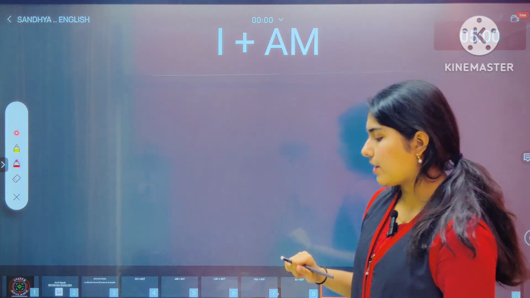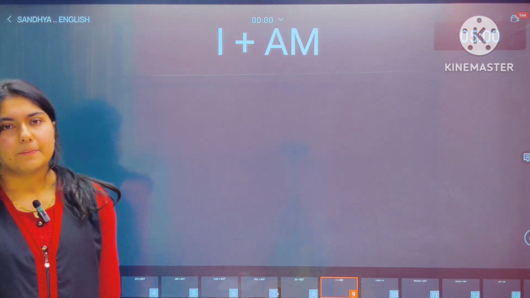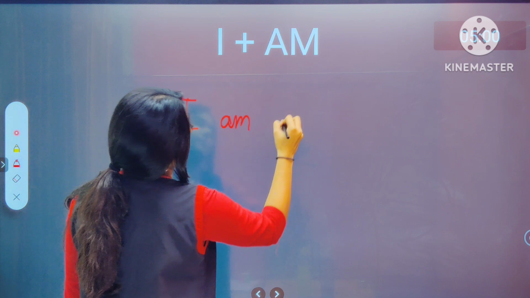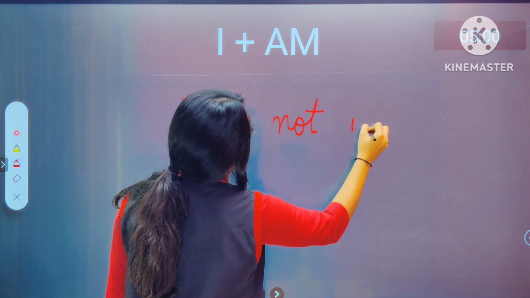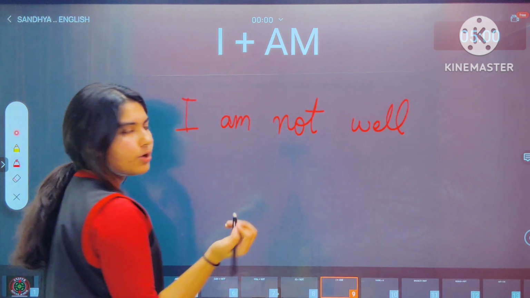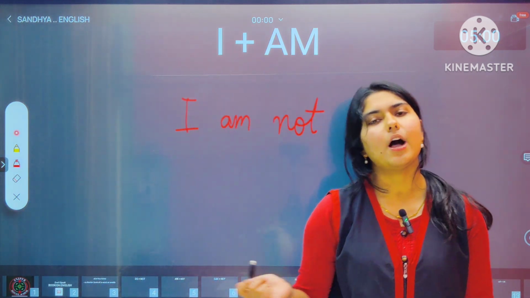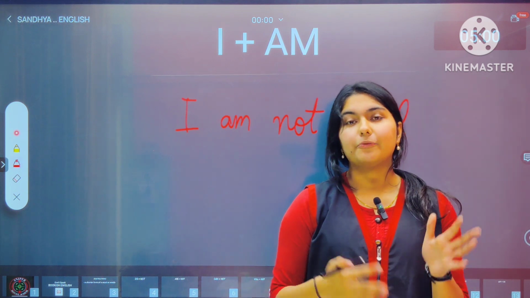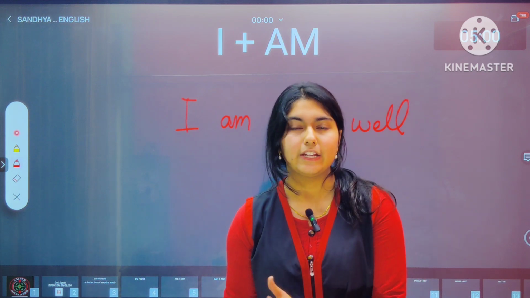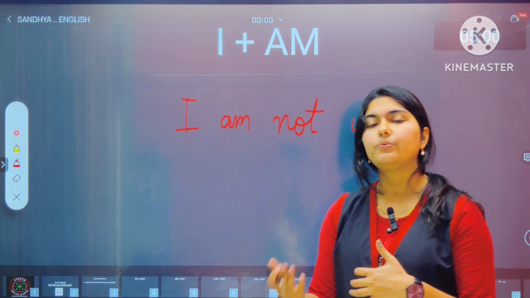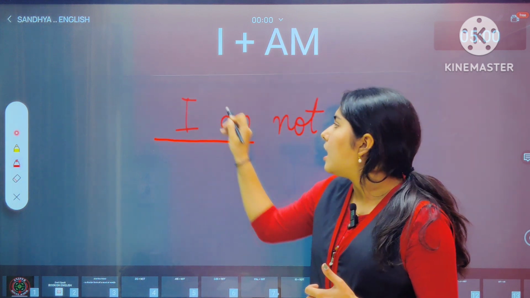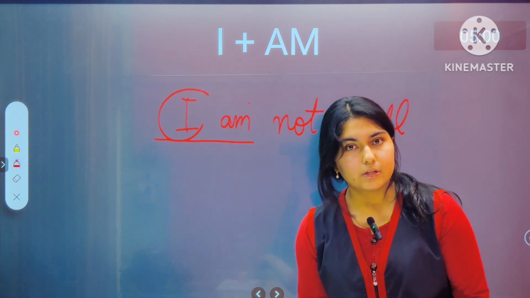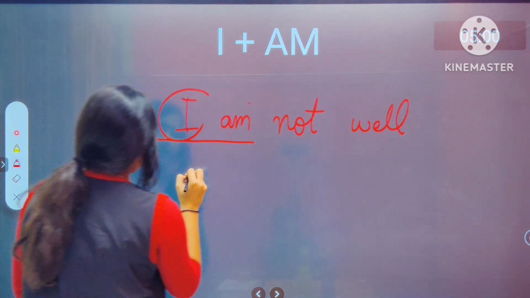Moving on to our next contraction, which is I plus am. I am not well. I'm not well. Like someone asks you, hey, how are you? You say, I'm not well. So instead of saying, I am not well, instead of pronouncing each and every word separately, what you have to do is, you have to cut down the sounds of both these words, I and am. And after cutting down the sounds of both these words, the new contraction which you get is I'm.